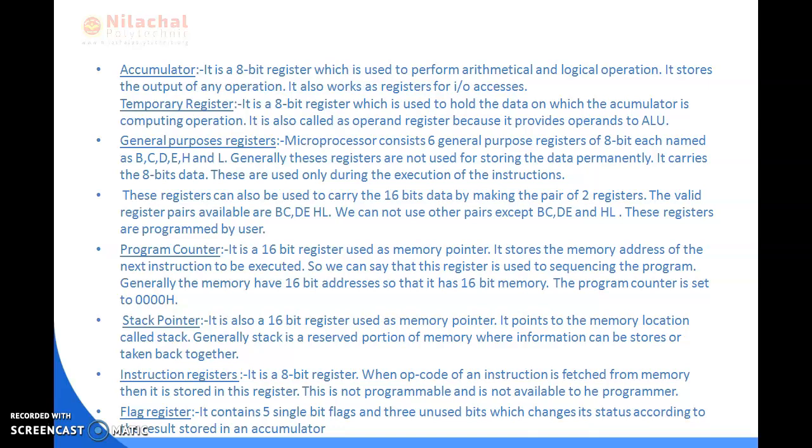Next is the flag register. It contains 5 single-bit flags and 3 unused bits, which change their status according to the result stored in the accumulator. It is an 8-bit register in which 5 of the bits carry significant information in the form of flags, that is, sign flag, zero flag, auxiliary carry flag, parity flag and carry flag. And the 3 bits are unused.